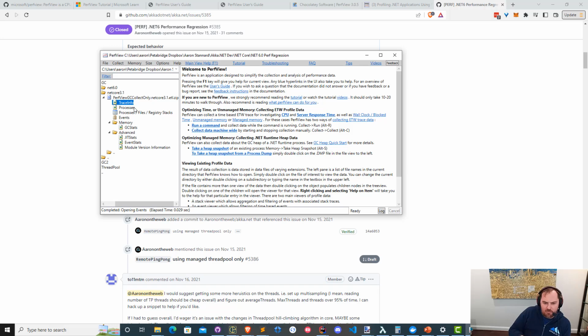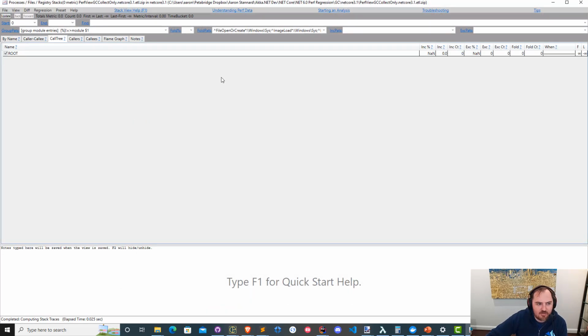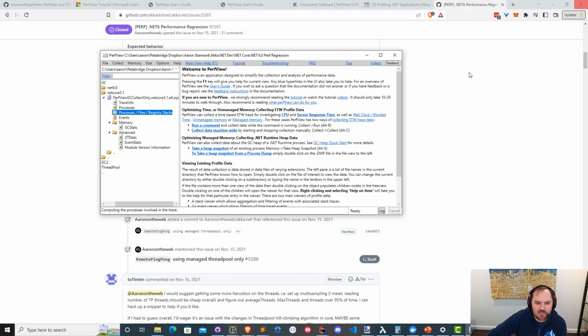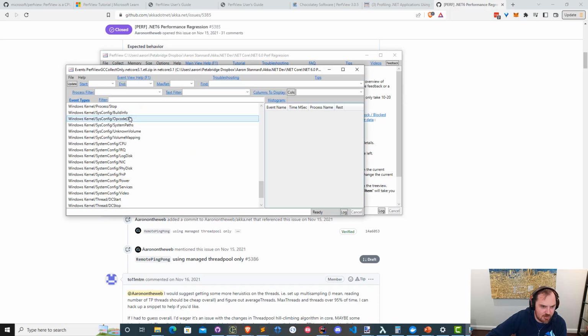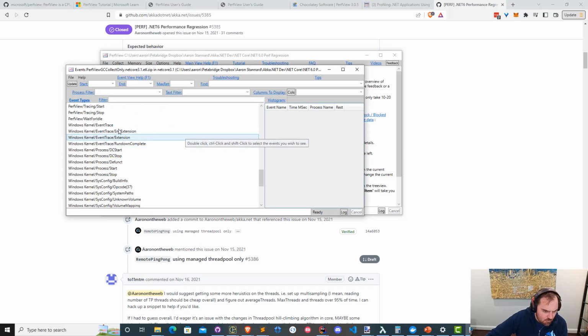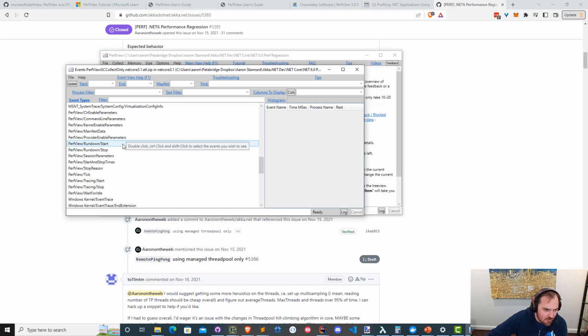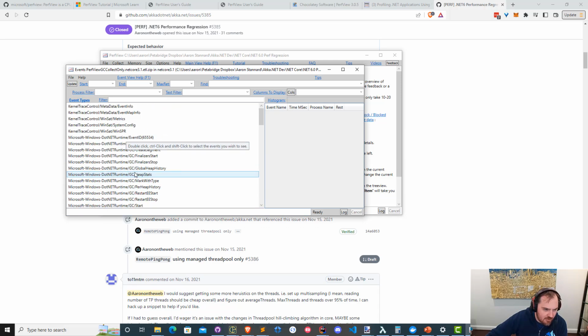I ran this with PerfView running behind the scenes, and the first set of data we gathered was garbage collection statistics. So if I take a look at this screen here, let's see, that's CPU sampling, so that data is not going to be visible since I didn't enable it for this run. But if I take a look at the events column, you can see Windows kernel events here. We can see some built-in PerfView events.